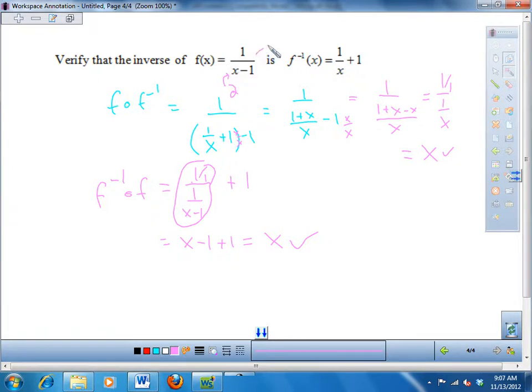If I put in 2, I get out 1. And then if I take 1 and plug it into the inverse, I get out 1 over 1 plus 1. What do I get out? 2. So what I put in here, the output, if I put that into the inverse, I get out 2. And it should work also in reverse.